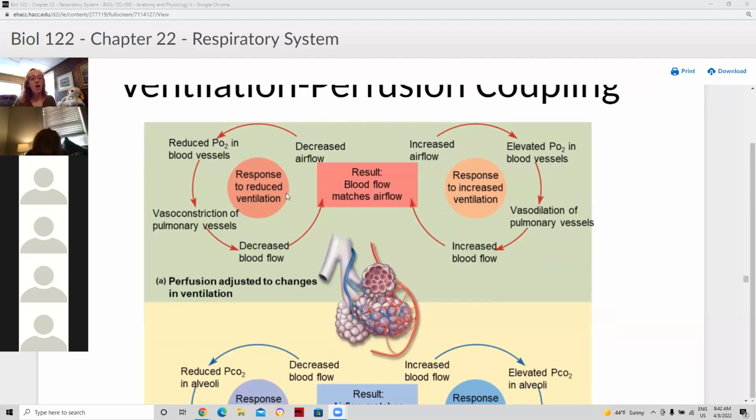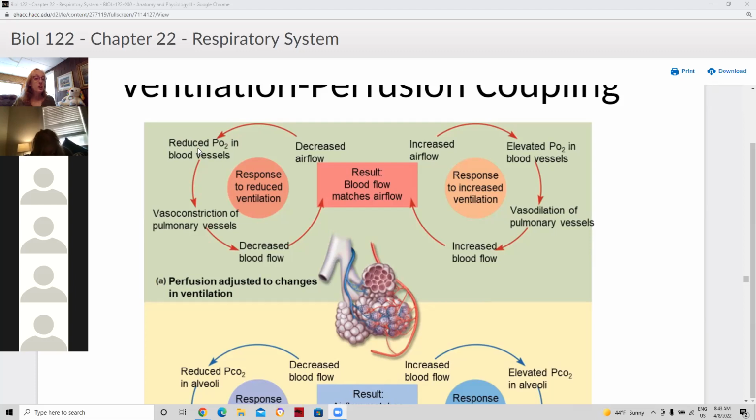So, for example, we get decreased airflow, meaning that our ventilation goes down, our Q goes down. The result is that there is going to be less oxygen in the blood vessels, because if there's less airflow, there's less oxygen.